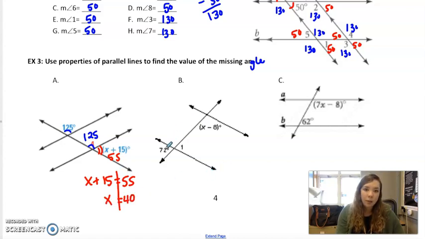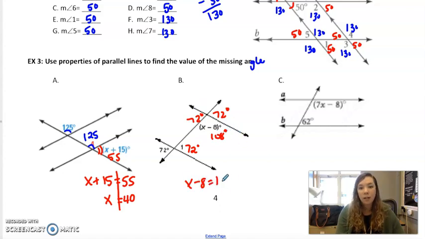All right, on this one, I know angle 1 is 72 degrees, and these two would also be 72 degrees. So 180 minus 72 gives me 108. So if I want to solve for x, I have x minus 8 equals 108. So add 8 to both sides, I would get 116.